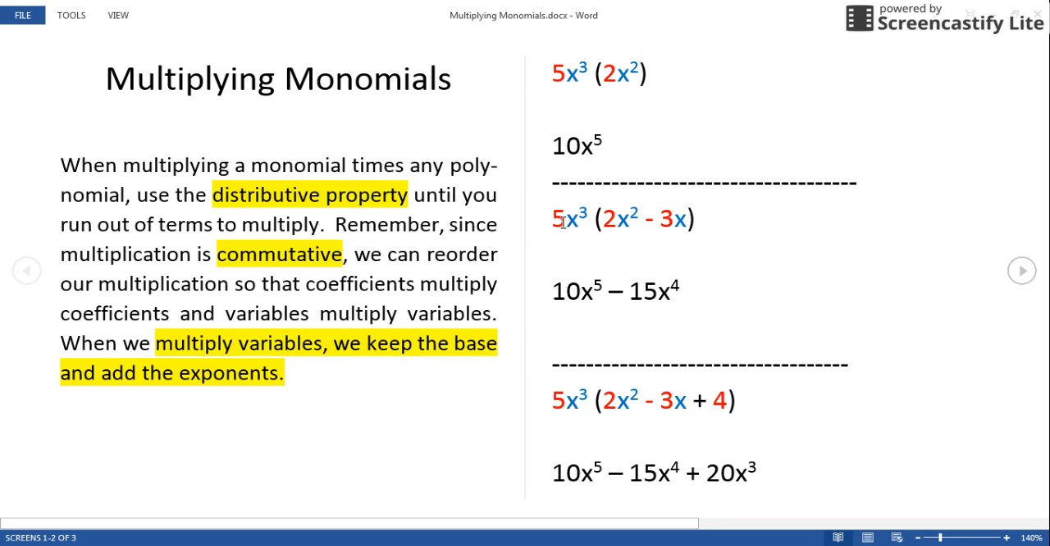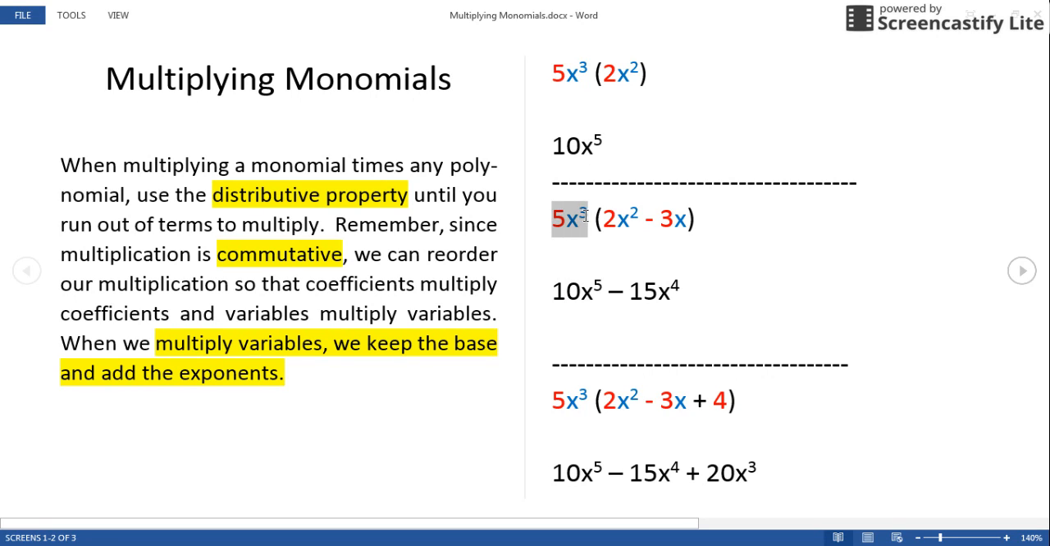Let's look at another that is a monomial times a binomial. Now, the front of our binomial was the last problem. So we know as we distribute 5x cubed times 2x squared, that's going to give us the same thing that we had in the previous problem, 10x to the fifth. But now we need to keep on distributing.